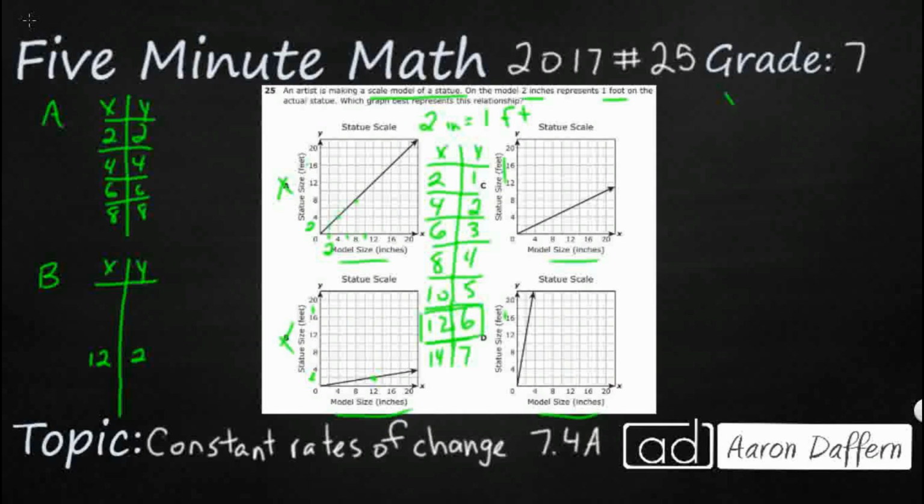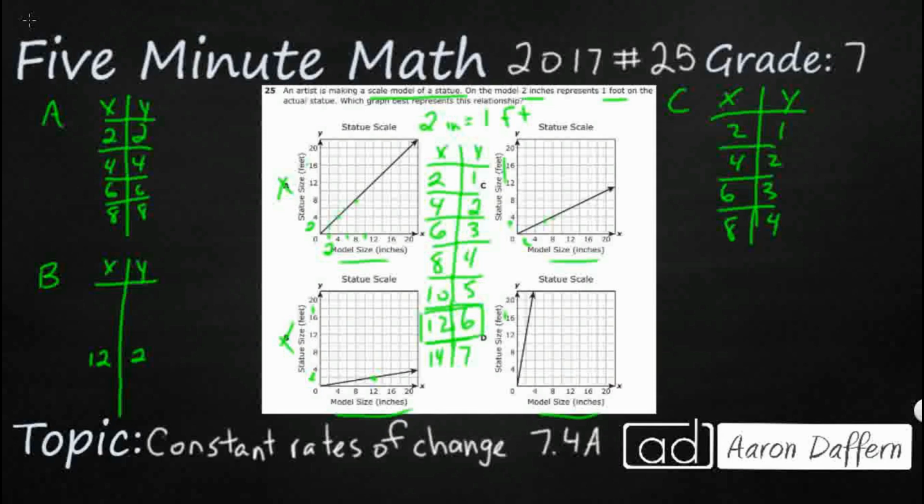Let's check our C here. So x and y. This 2 kind of looks like a 1, because look, that 4 looks right on that 2. And then that 6 goes right in between, so that 6 is going to be a 3. That 8 is right there on that 4. Yeah, looking good. I think we've got C.